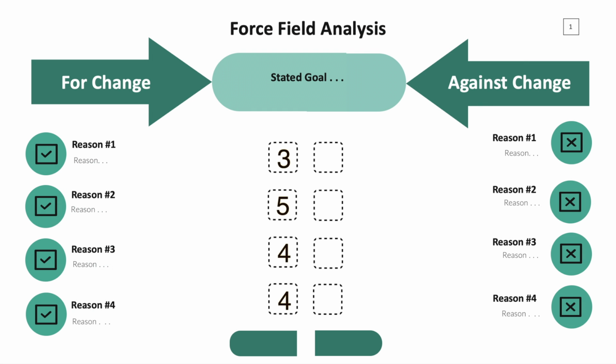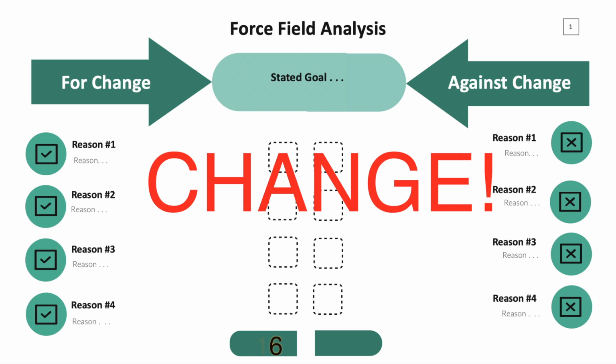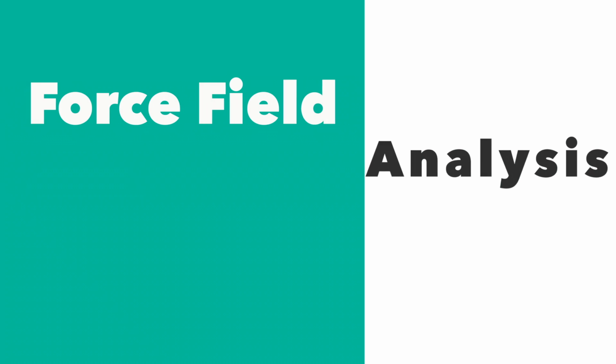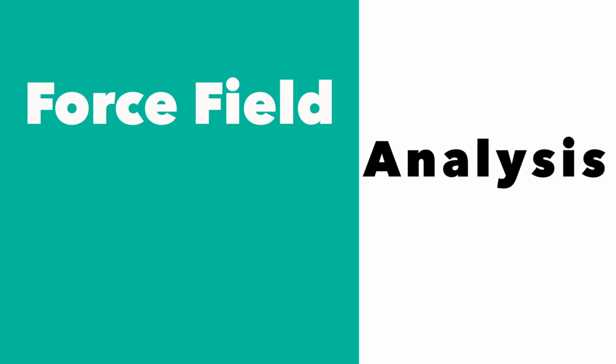Once you go ahead through all your reasons on the left-hand side for change and all your reasons against change on the right-hand side, add up those numbers. And ultimately, if the forces for change are big enough, then it's worth considering executing that change strategy. This, in essence, is force field analysis, measuring and weighing all the benefits for change and against change.